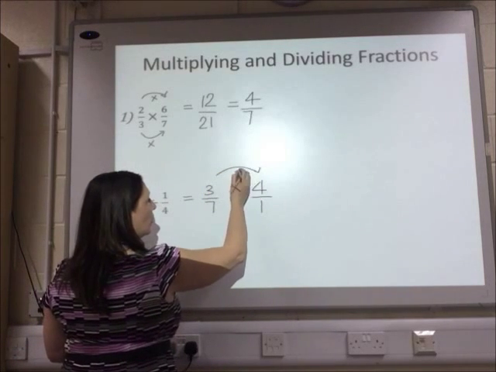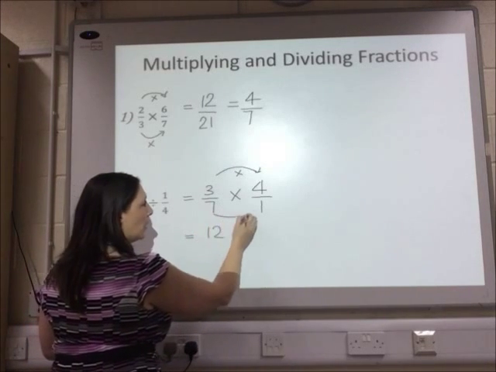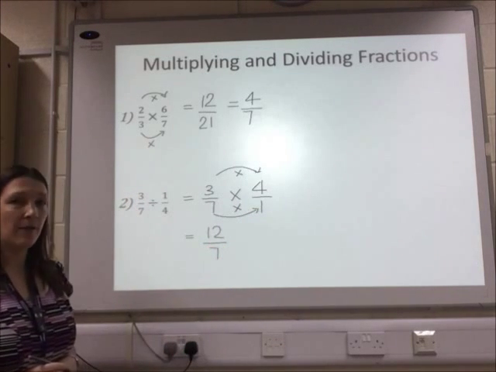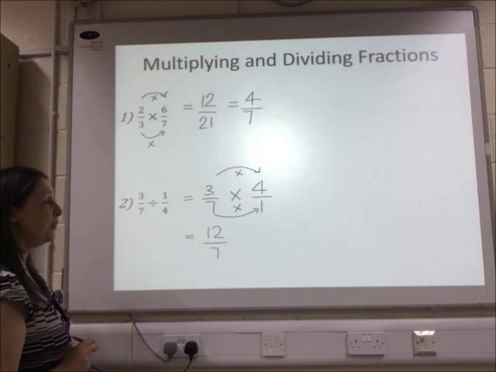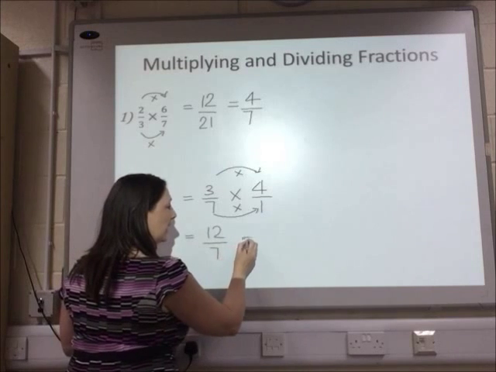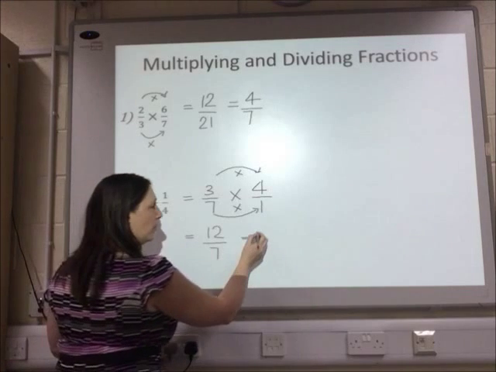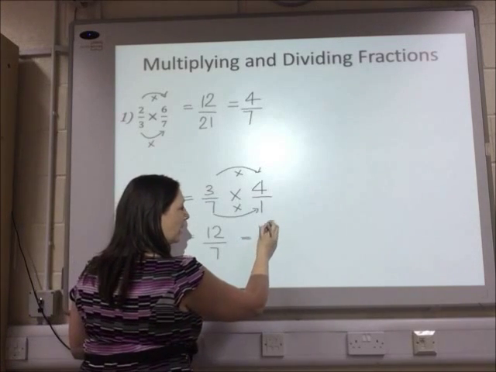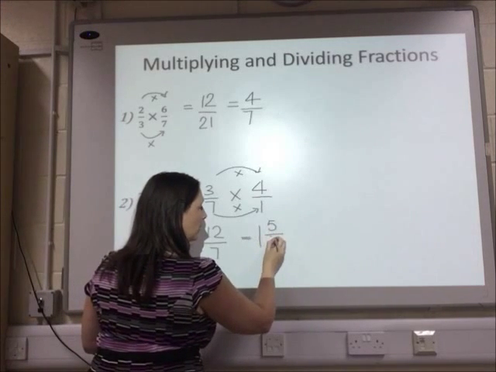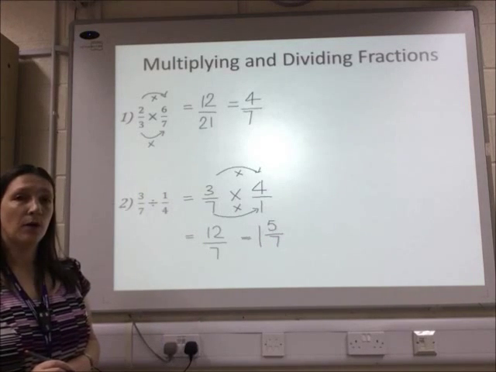So multiply across the top of the fraction, 3 times 4 will give me 12, and then multiply across the bottom of the fraction, 7 times 1 will give me 7. We need to check if this is in its simplified form, and because the number on the top is bigger than the number at the bottom, we can cancel this down further into a mixed fraction. 7 will go into 12 once, and it leaves 5 as a remainder. We now put the number that is on the bottom of this fraction as the bottom of your new fraction. And so 12 over 7 becomes 1 and 5/7.